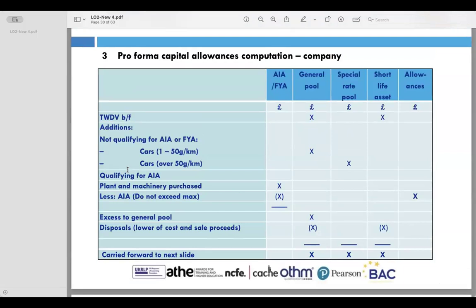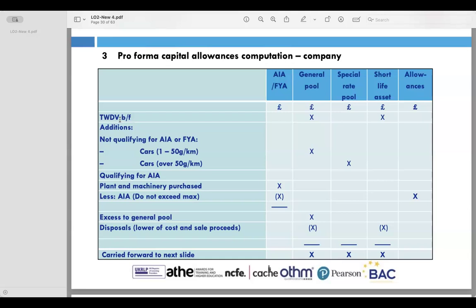When it comes to the general pool, we begin with the tax written down value. Here you can see the written down value that was brought forward from the previous period. Next we include any new assets that do not meet the requirements for AIA or FYA, such as automobiles. We also include assets that are eligible for AIA, such as machinery and plant. However, we must keep in mind that we must not go beyond the maximum annual investment allowance permitted. If the AIA allowance is exceeded in any way, the excess is transferred into the general pool.